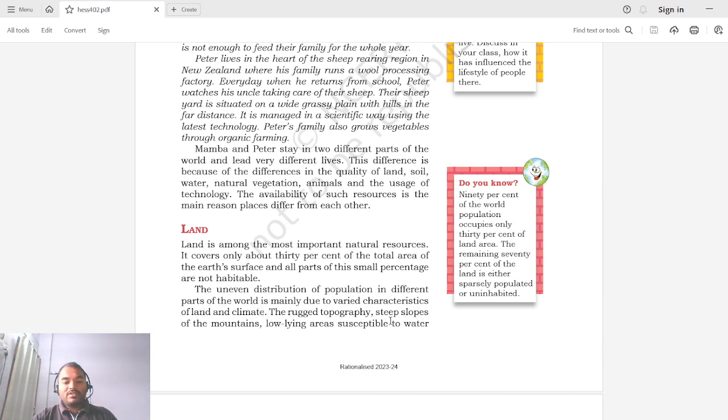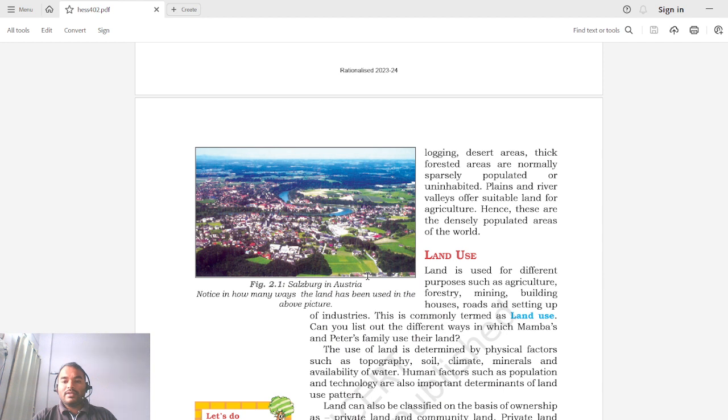The rugged topography, steep slopes of the mountains, low-lying areas susceptible to waterlogging, desert areas, and thick forested areas are normally sparsely populated or uninhabited. If you see these desert areas, thickly forested areas, and even the snow areas with plenty of snow or very steep mountainous areas, it is very difficult for human beings to go there and survive, because of the unavailability of water in deserts, or the unavailability of vegetation for animals to live on, right? So these are the areas where fewer living organisms can survive.